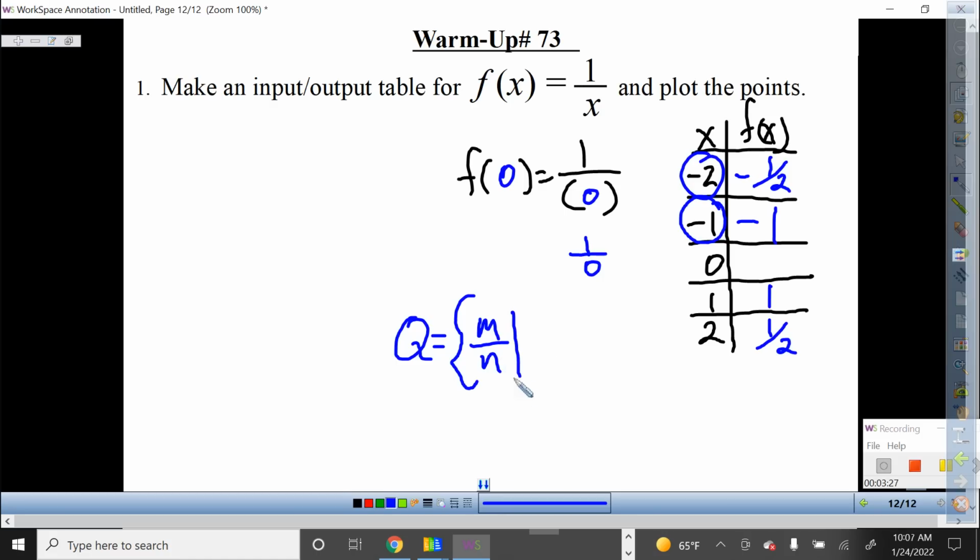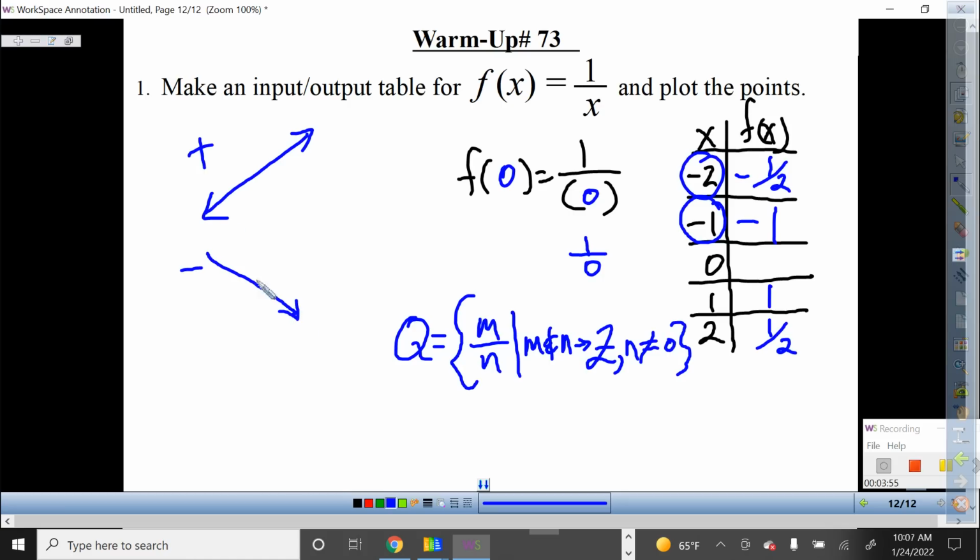Such that m and n are integers. That's what the z stands for. However, n cannot equal to 0. So what can't equal to 0? The denominator. Why not, Mr. Q? Because if it was a slope, check this out. A positive slope of a line goes upward, yes? A negative slope goes downward. A 0 slope goes flat. It's completely flat like so.